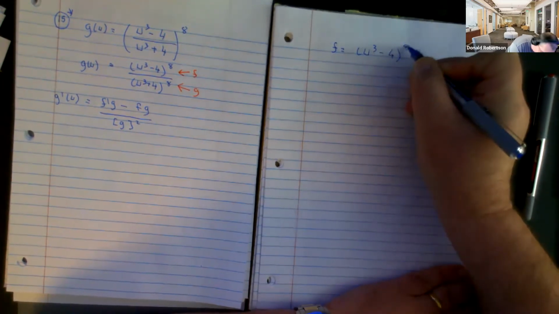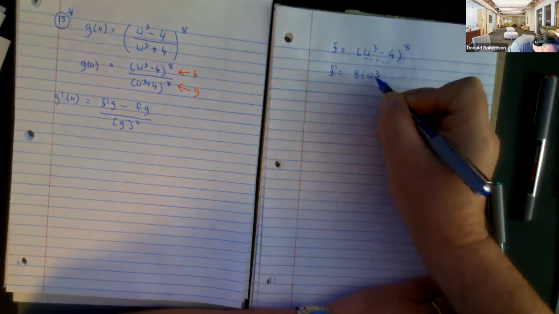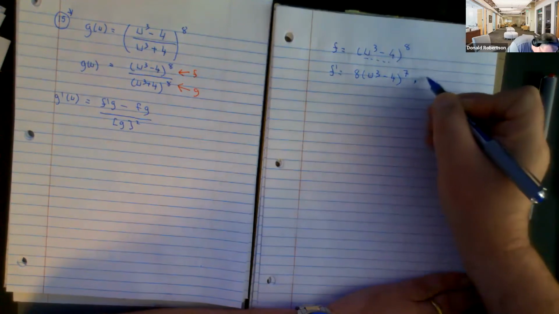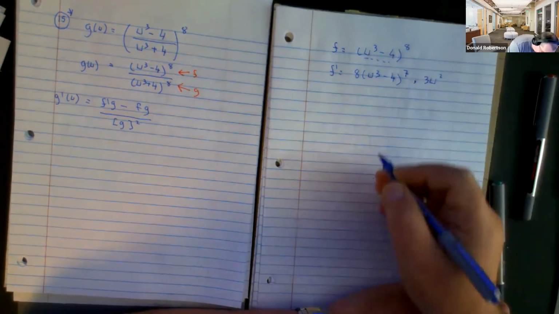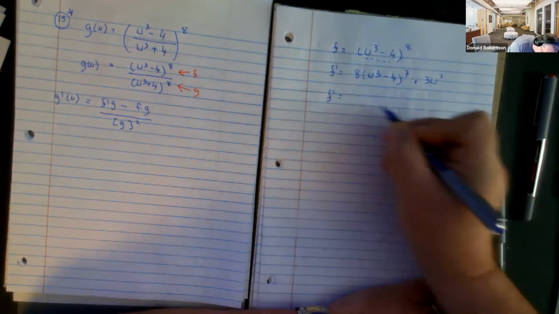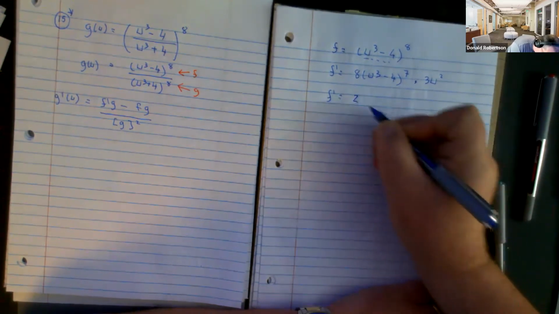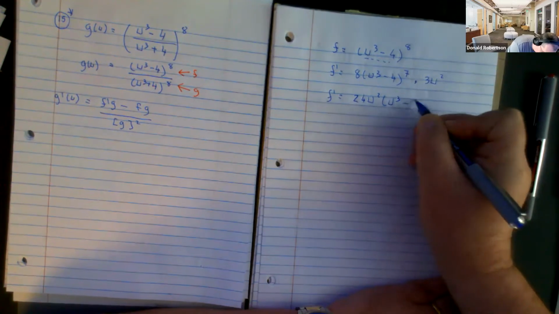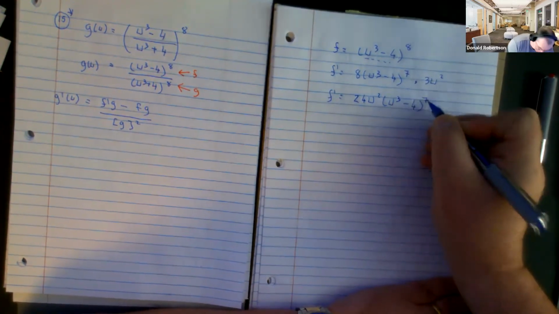The top is f, and it's u cubed take away 4 to the power of 8. So that's a chain rule. So its derivative is, so this is the inside function, 8 times u cubed minus 4 to the 7 times the derivative of the inside function, which is that guy. And so f dashed ends up being 24 u squared times u cubed take away 4 to the power of 7.